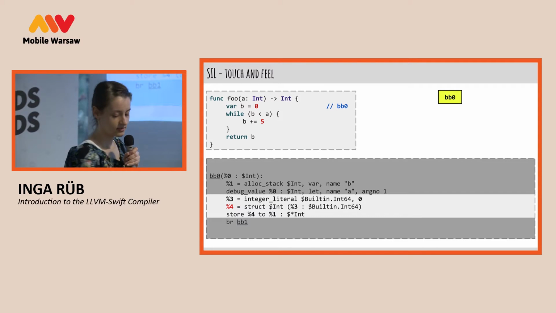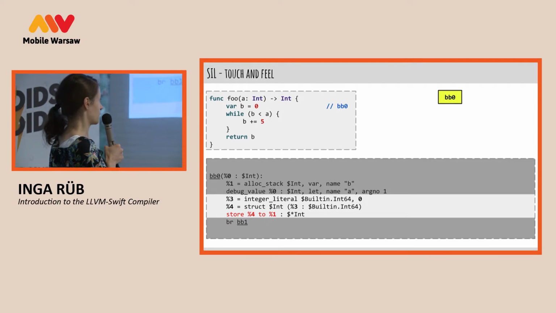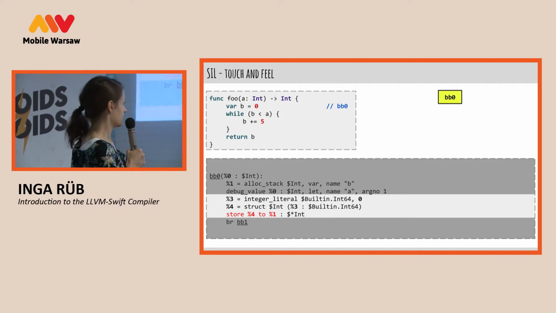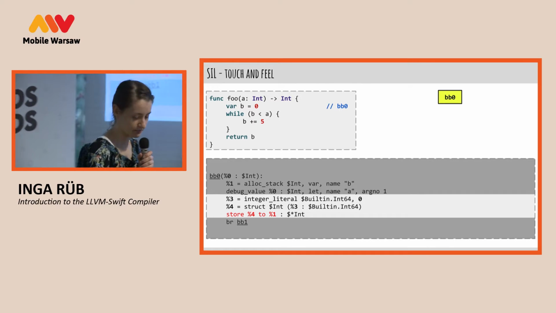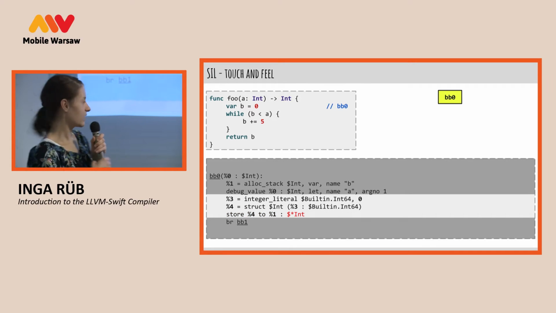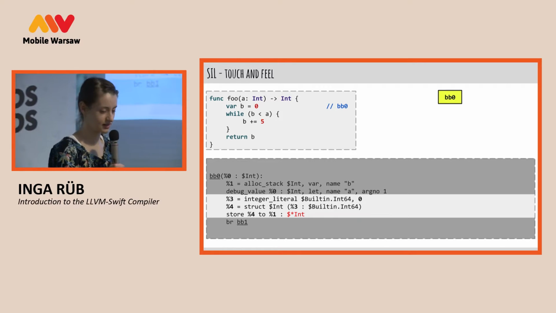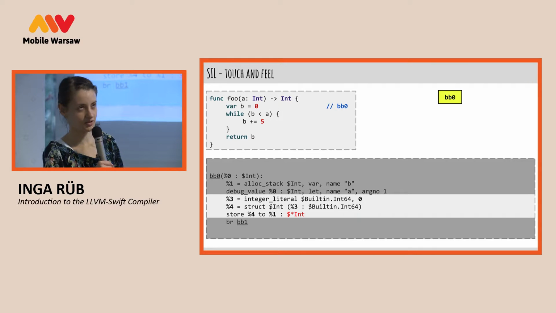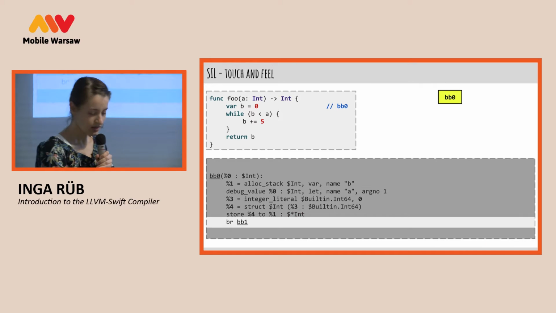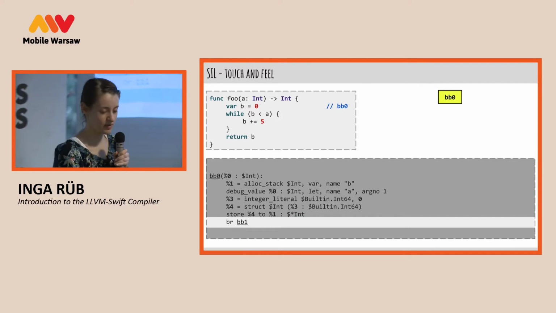And the third line stores the value that was just created, so the value 0, in the place that we reserved for the variable b. And here we have also the type of the variable number 1, and it is just the pointer to int. As I said, variable number 1 keeps the address to the variable b, which is of int type. The next instruction redirects us to the next basic block, which is bb1.